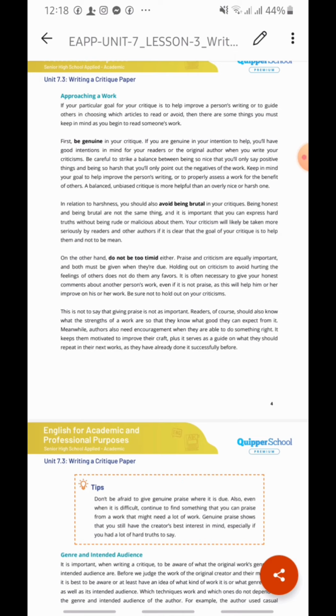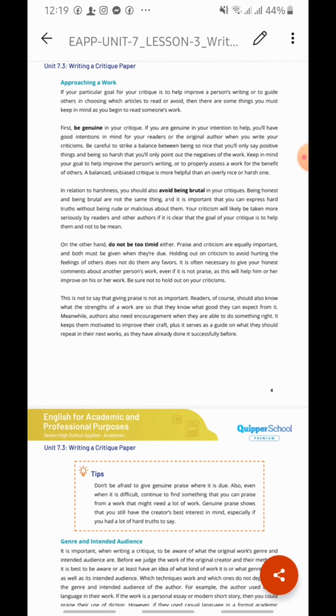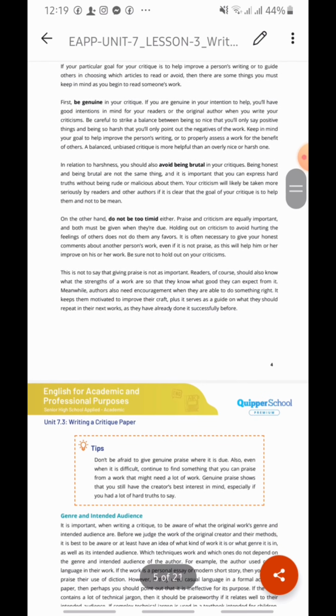Keep in mind your goal to help improve the person's writing or to properly assess a work for the benefit of others. A balanced and unbiased critic is more helpful than an overly nice or harsh one. So dapat jud wala jud bias. Dapat mag-treat jud equal kung gusto nimo makatabang.